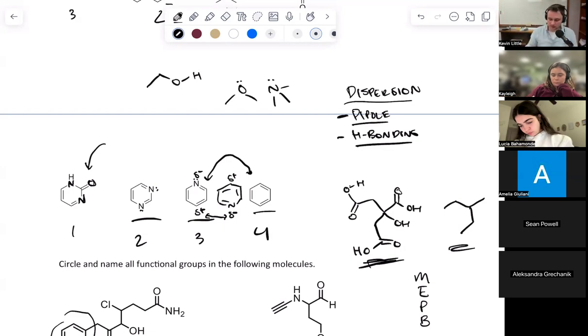So which one, the left one or the right one, is going to have more intermolecular forces? The left one. The left one, right? The left one has all sorts of carboxylic acids, alcohols. You can see just how dense it is in heteroatoms, right? This is actually citric acid. It's what makes lemons sour.